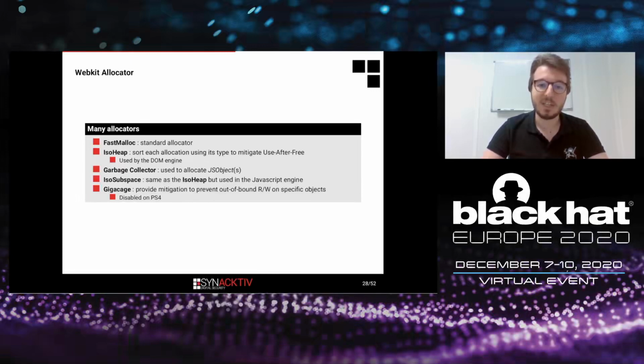And the Gigacage is used to prevent out-of-bound read and write on specific objects. For example, the backing buffer of the ArrayBuffer used this allocator, but when the Gigacage is disabled, the allocated object uses fastMalloc. And the Gigacage is disabled on every PS4 system.